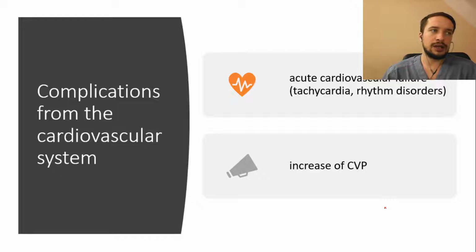They may experience episodes of acute cardiovascular failure, yes, for example, tachycardia, rhythm disturbance, and sometimes it can lead to an increase of central venous pressure, and it is a symptom of left ventricular failure and pulmonary edema. Against the background of the main surgical disease, anesthesia and surgery in the postoperative period.